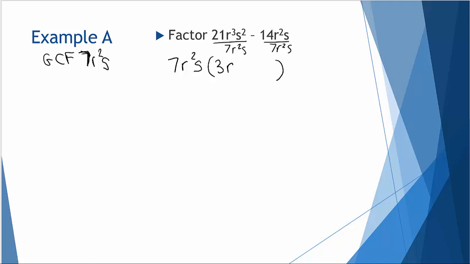And our s's, we have 2 in the numerator and 1 in the denominator. So we'll just be left with 1. With the right-hand term, 14 divided by 7 is 2. The r's are going to cancel because they're equivalent in the numerator and the denominator, and same with the s's. So our final answer is our greatest common factor, which we factored out, and then our parentheses of what's left over.